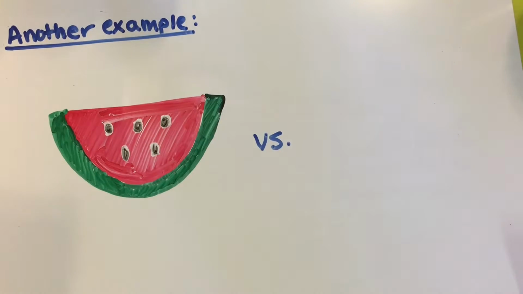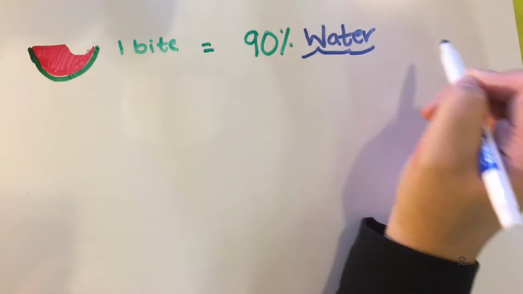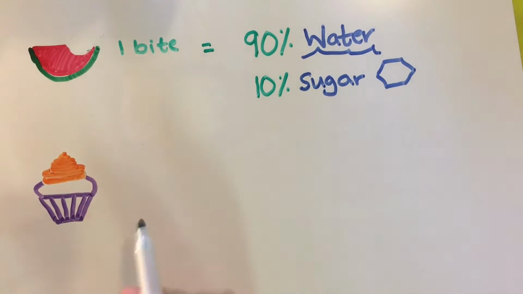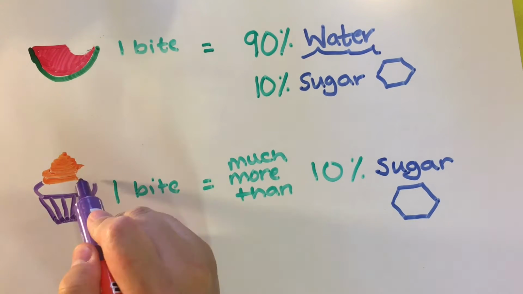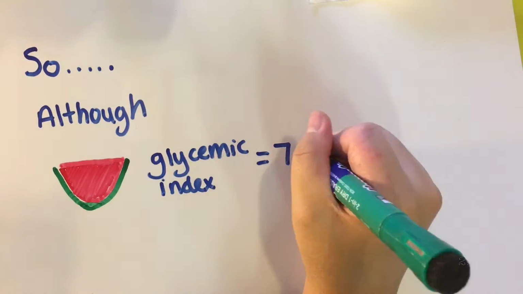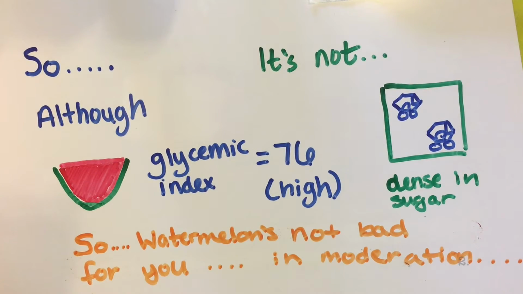Let me give you another example here. Let's compare watermelons to cupcakes. If you take a bite out of a watermelon, you'll get, let's say, 90% water and 10% sugar. On the other hand, if you take a bite out of a cupcake, you'll more than likely get way more than 10% of sugar in that one bite. So, although the glycemic index of watermelon is high, it's not as densely packed with sugar. And this is why people say that watermelon is not bad for you.